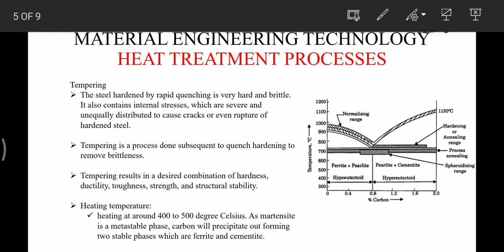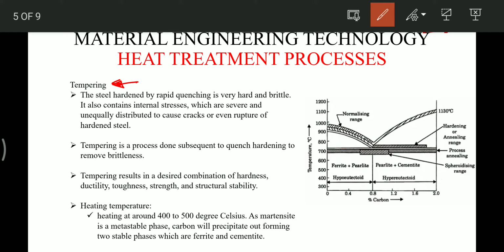Now let's see the tempering process. So friends, by doing the hardening process, the component or product becomes brittle. So tempering is carried out to relieve the internal stresses and impart a little bit of ductility to the material.